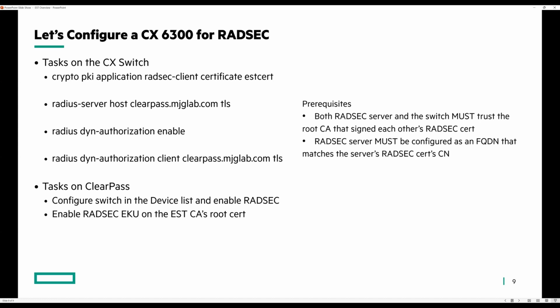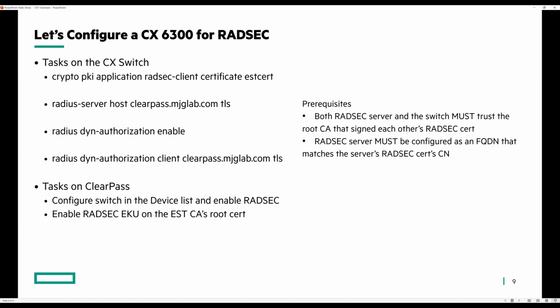If I did an intermediary, or let me put it another way, if I created the CA for EST in ClearPass as an intermediary, I would have to make sure that the root is in the trust list, which it would be. You would have already done that. But you also have to make sure that the RadSec EKU is enabled on that cert. Okay.